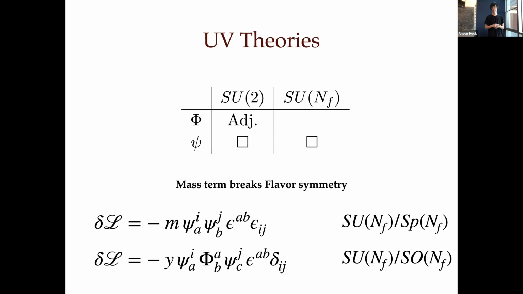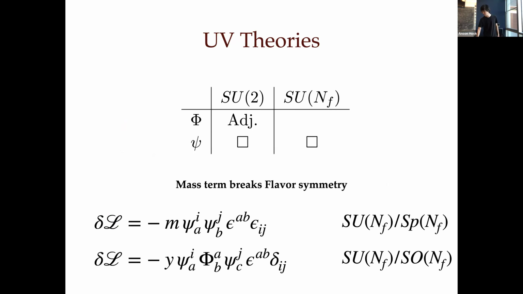So what I'm going to do now is look at a scalar adjoint, the 't Hooft-Polyakov monopoles, and this time I'm just going to throw in NF fermions. Turns out there are two different types of mass terms. I'm going to ignore one. For now, we can ignore the Majorana-like SO mass terms and just write Dirac mass terms here. Turns out this breaks your SU(NF) symmetry to Sp(NF). So I'm just going to call this mass term Sp-preserving.